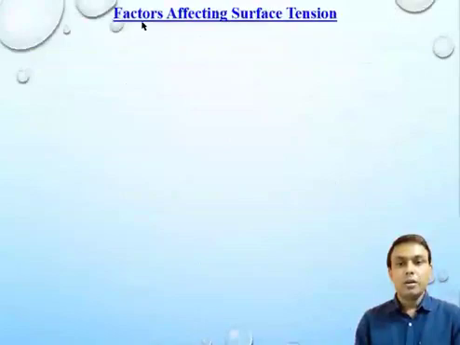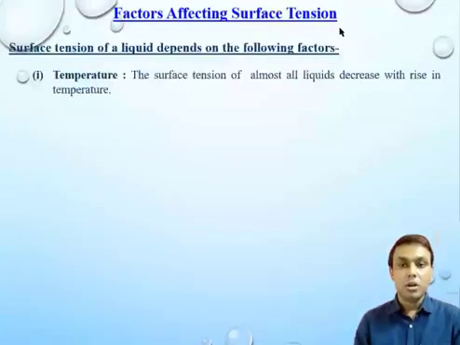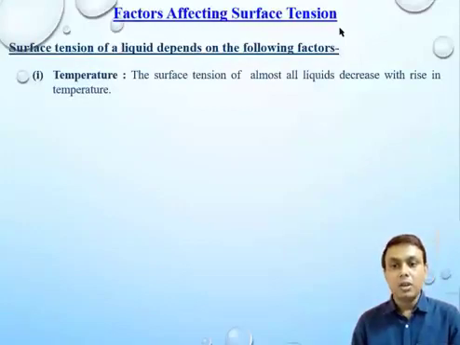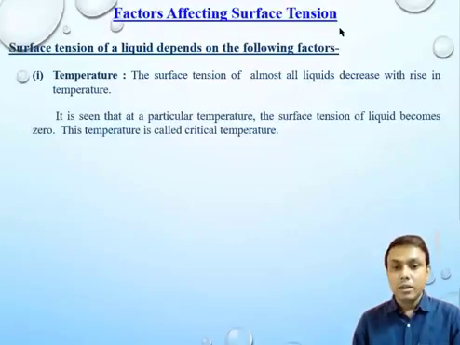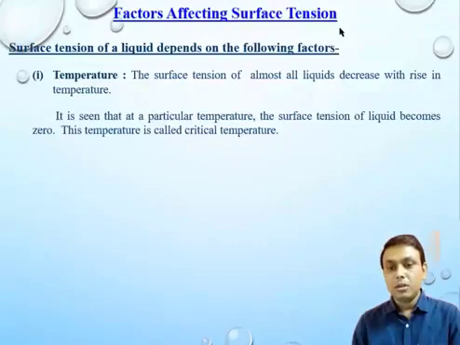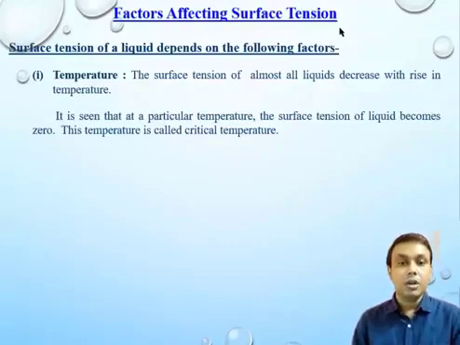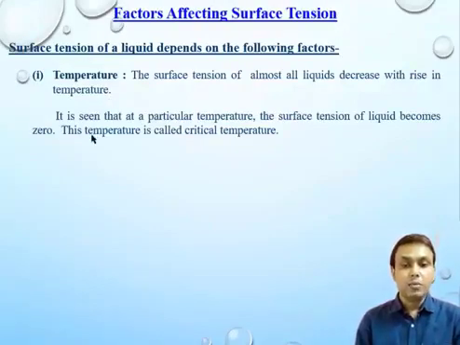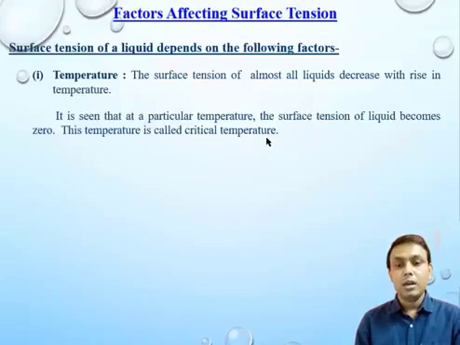Next, what are the factors which affect the surface tension of a liquid? Number 1, temperature. The surface tension of almost all liquids decreases with the rise in temperature. It is seen that at a particular temperature, the surface tension of a liquid becomes 0. That temperature is called critical temperature.